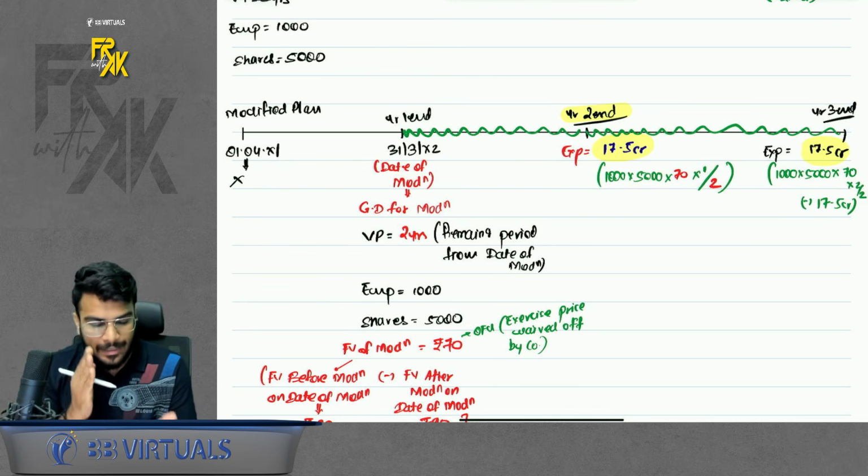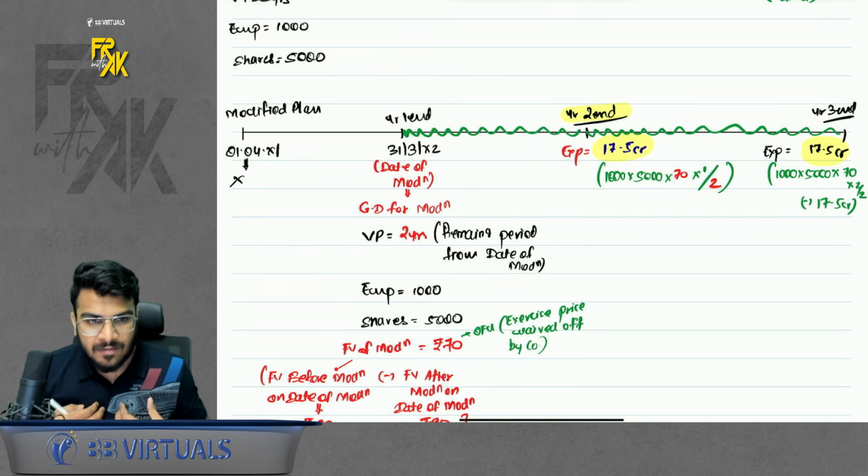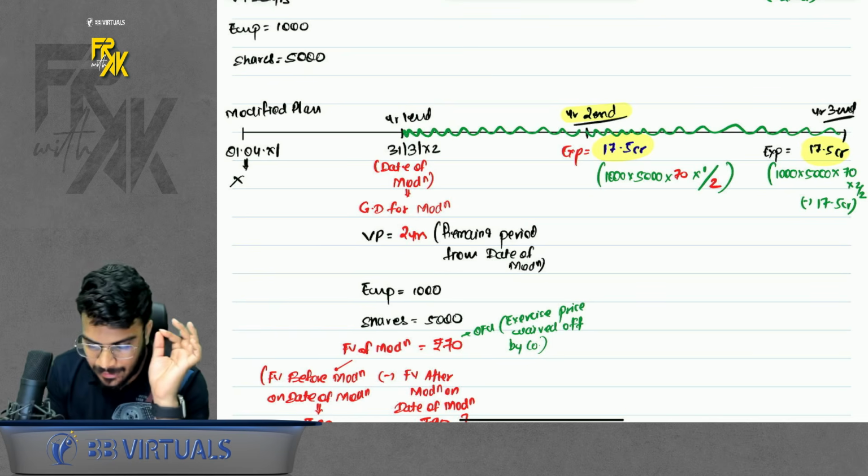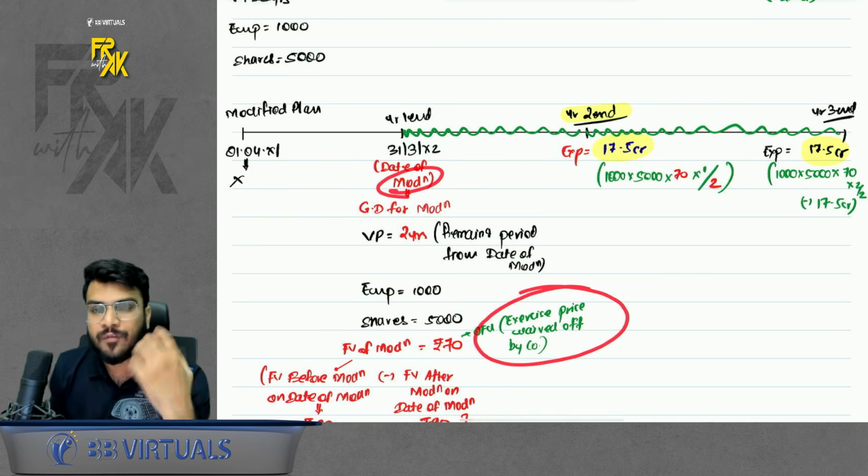So do you remember, in case of equity settled, we are not concerned with fair value changes. But why are we considering it here? The simple reason is, in case of modification you are waiving off extra amount for the employees.